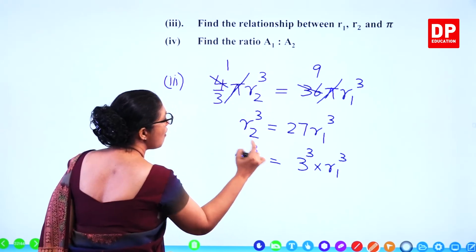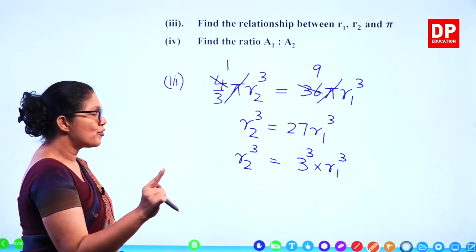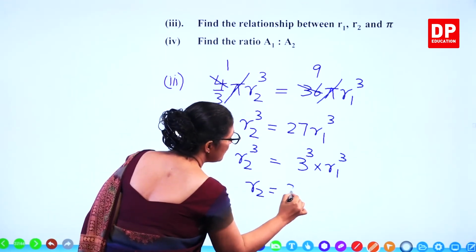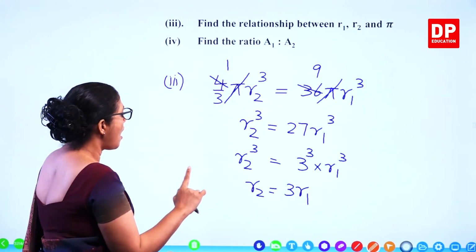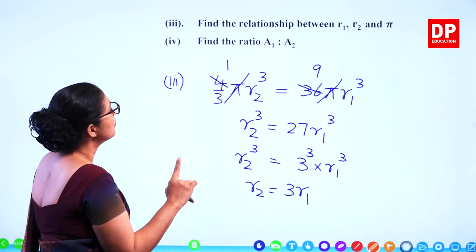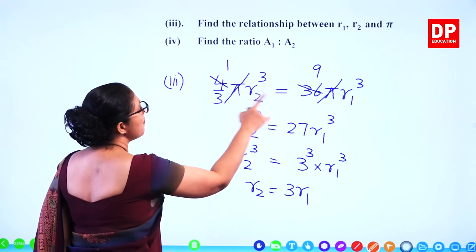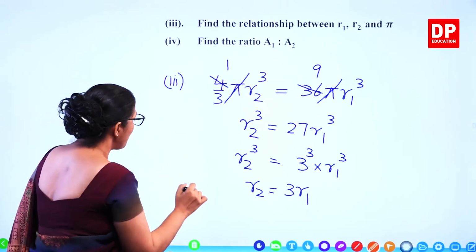Now, can you see all? You have power 3. So, when you take cube root, you can find R2 is equal to 3R1. So, that's the relationship between R1 and R2. So, you don't need pi. Pi gets cancelled out.